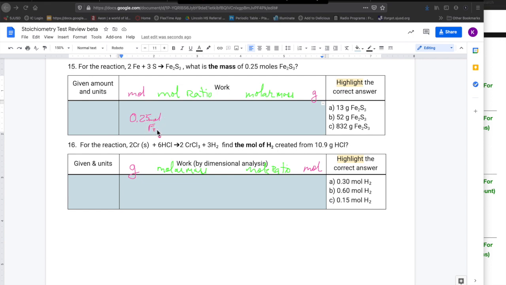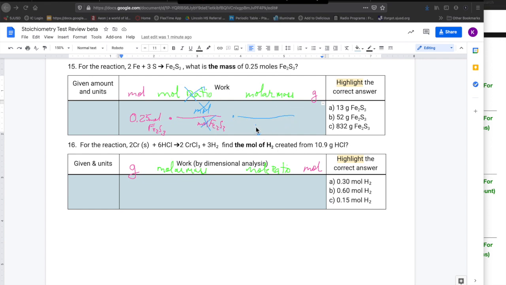I'm writing the Fe2S3 on the bottom because I have little room. But moles of Fe2S3, now this cancels out, goes to a new kind of thing. So I'm going to change my color. 2 moles of, what am I trying to find? Oh, I'm not trying to find anything. I'm trying to stay with the same substance. Oh, so I don't need a mole ratio, right? I don't need a mole ratio because I didn't change my substance. So instead what I need is I need a molar mass.